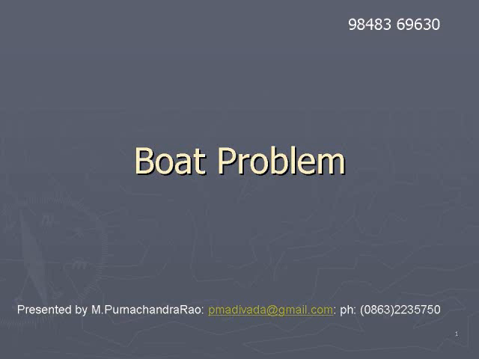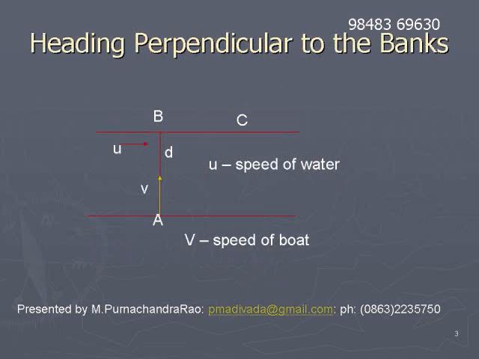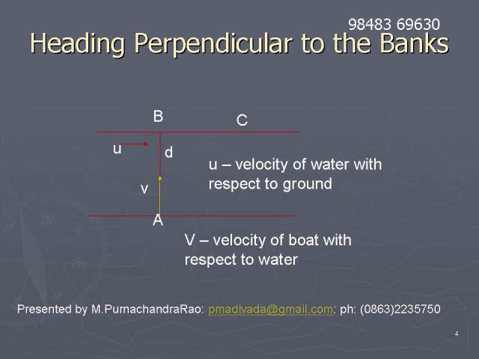Boat problem. Let us take the two horizontal parallel red lines as the banks of a river. Then small d, the perpendicular, is the width of the river. Here we are representing u, v as the speeds of a boat. U is the speed of water and v is the speed of boat.